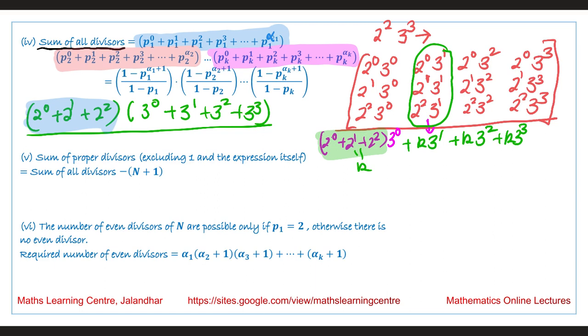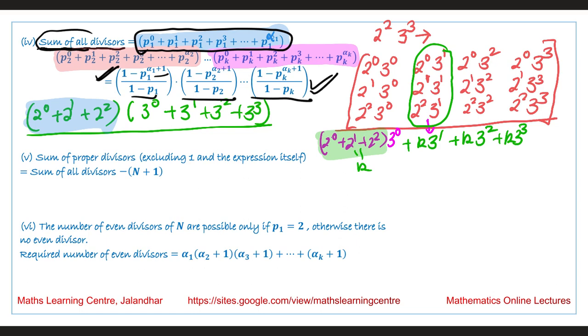the power alpha k. And these sums, if we look at them, are finite GPs. This is the sum of a finite GP, and the formula we have is (p1 raised to the power alpha 1 plus 1 minus 1) by (p1 minus 1), into this term. So this is the sum of all the divisors.